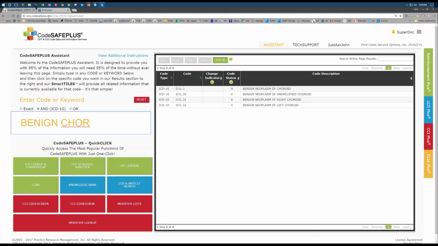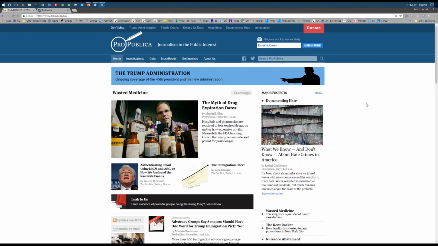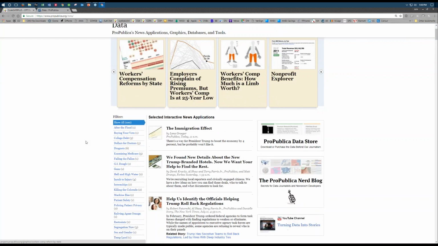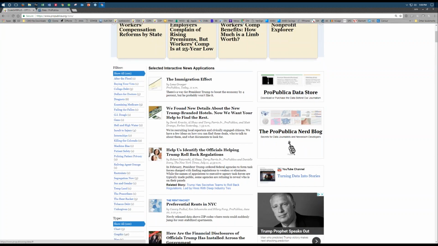Because what I'd like you to do is I'd like you to see how easy it is for us to look at statistics on things. So here's ProPublica. I'm going to click on the Data tab right here at the top. I'm going to click on Data, and then in the left-hand column, I'm going to look here, and it says Examining Medicare.